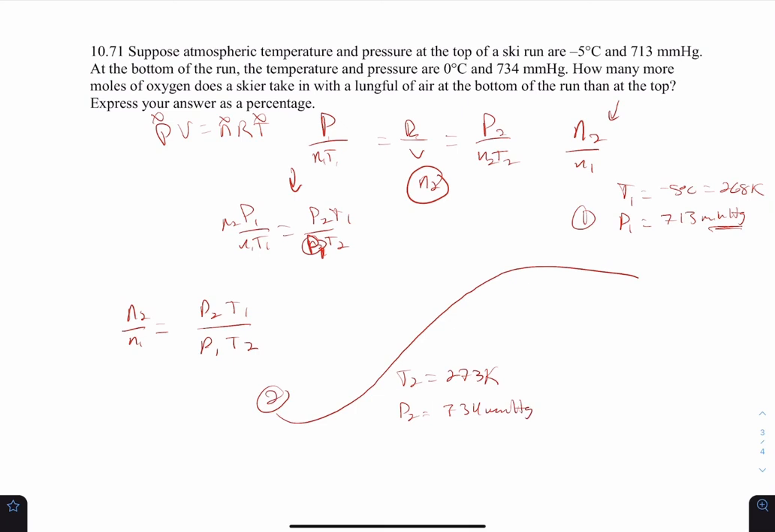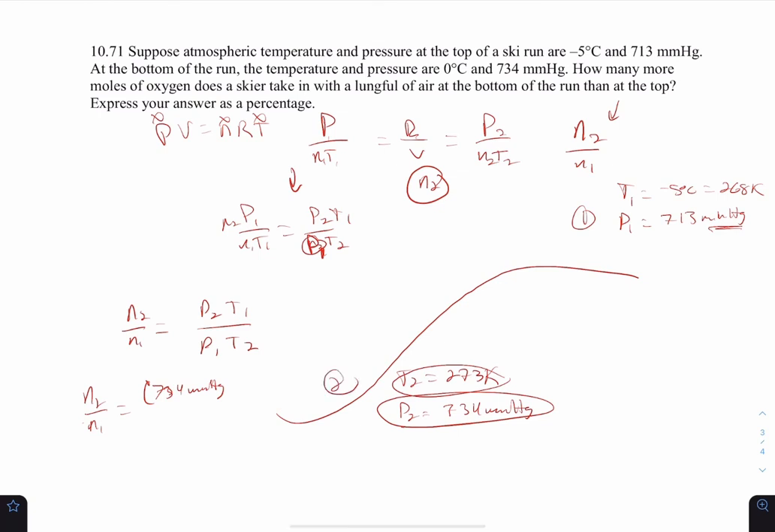When I plug these in, I'm going to put these 2 in first. So T2 and then P2 here is going to be 734 millimeters of mercury. And then my temperature 1, this is temperature 1, not temperature 2, is 268. Then I get 713 millimeters of mercury for pressure 1 on the bottom here, and then temperature 2 is 273. So that's how we set up this equation.